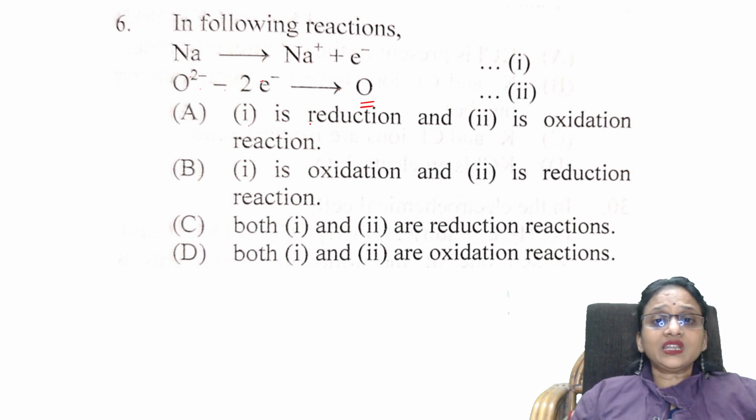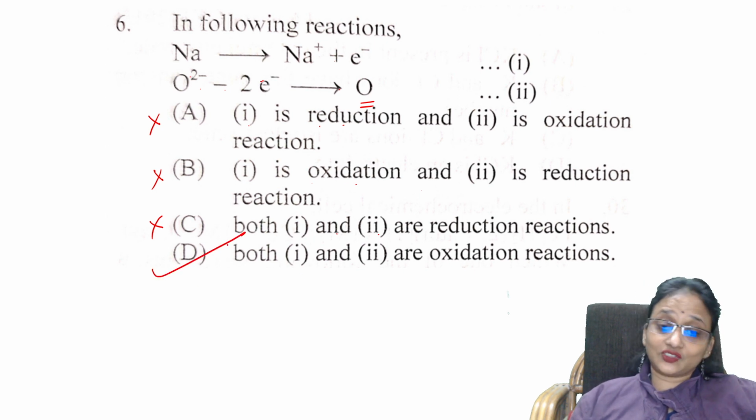Let's see. One is a reduction reaction, they said. This is wrong. One is an oxidation reaction. Two is reduction, they said. Students, careful. See here. This is also wrong. I'll tell you why. Both 1 and 2 are reduction reactions. Wrong. Both 1 and 2 are oxidation reactions. Oh, this is right. Why?